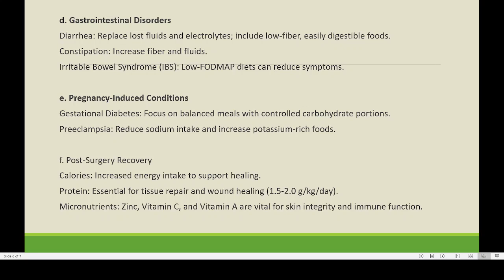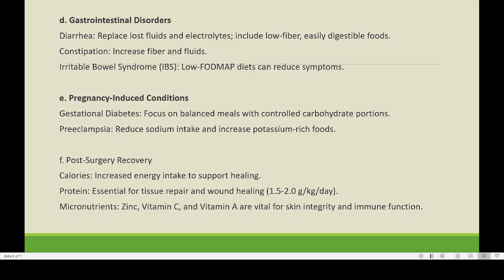Then another problem comes during pregnancy, especially gestational diabetes. During pregnancy, some women may have a chance of developing diabetes. So focus on a balanced meal with controlled, reduced intake of carbohydrate. Pre-eclampsia is a disease affecting blood pressure. For those women, we can reduce the sodium intake, because more sodium means high blood pressure, and increase potassium rich food.